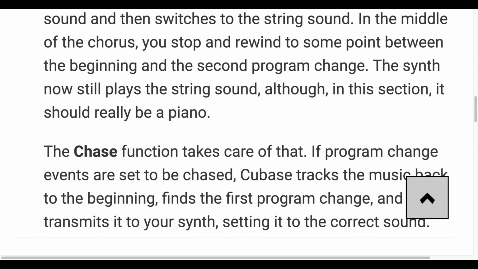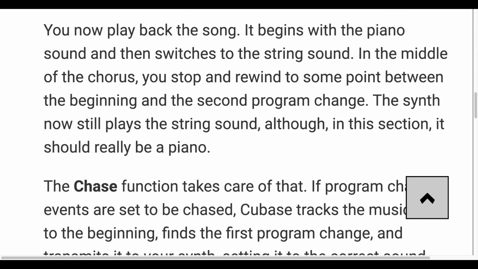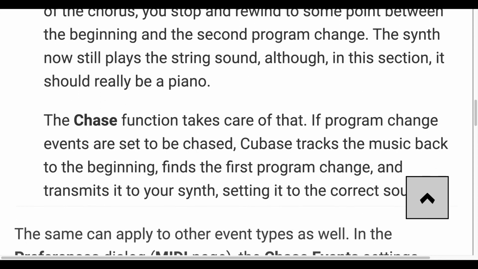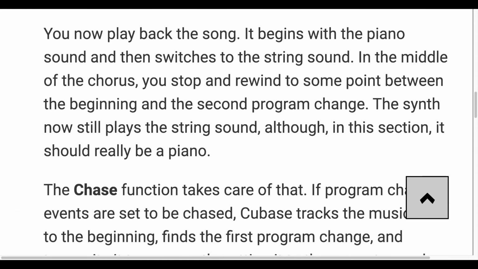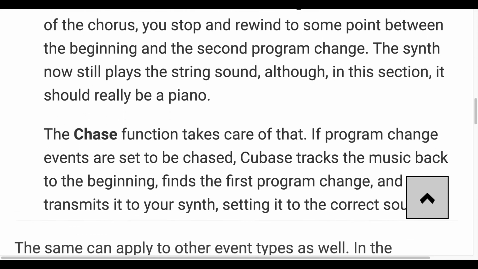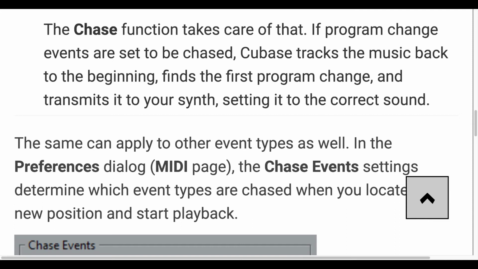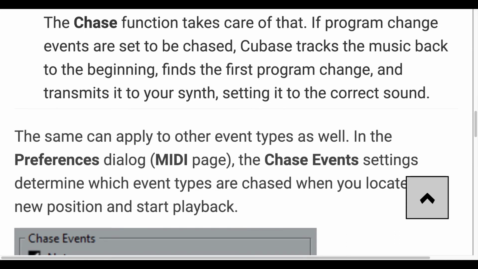In the middle of the chorus, you stop and rewind to some point between the beginning and the second program change. The synth now still plays the string sound, although, in this section, it should really be a piano. The chase function takes care of that. If program change events are set to be chased, Cubase tracks the music back to the beginning, finds the first program change, and transmits it to your synth, setting it to the correct sound.